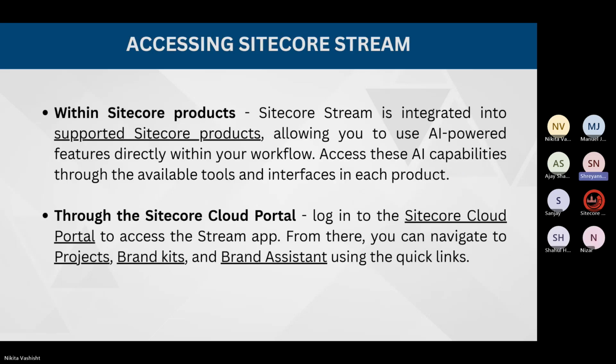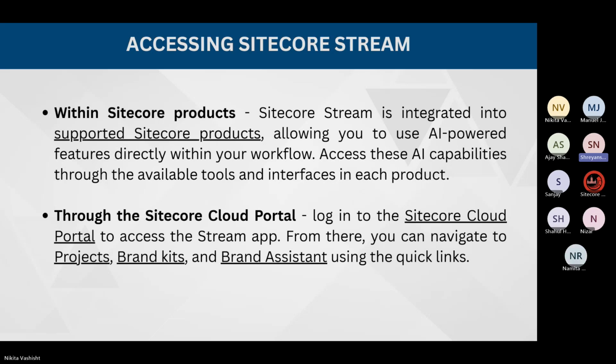So, how do you access Sitecore Stream? First is within your products, like let's say you run an XP instance. All you need to do is install a package in your XP, and you can utilize the Sitecore Stream features in your XP instance. Within your Sitecore products, you will be able to utilize all the AI capabilities via multiple interfaces that are introduced. Apart from them, you can also access it through the Sitecore Cloud portal. You can log into the Sitecore Cloud portal, and from there you can navigate to your project, brand assistance, brand kits.